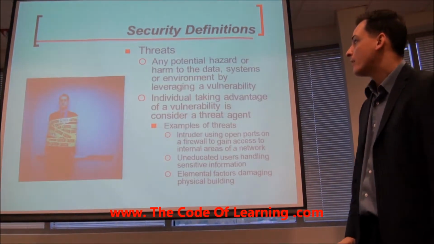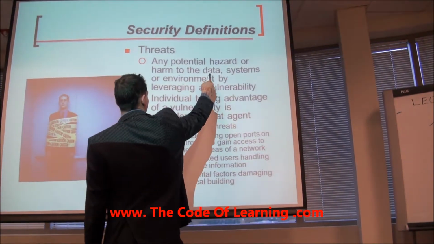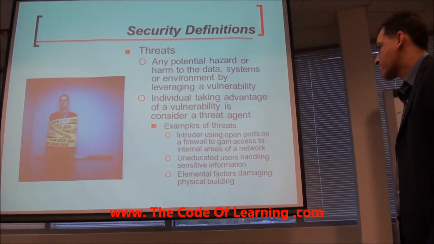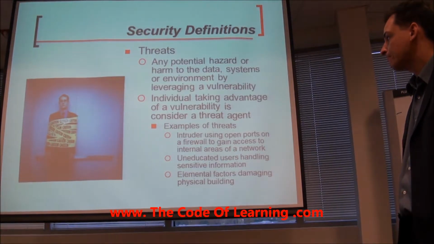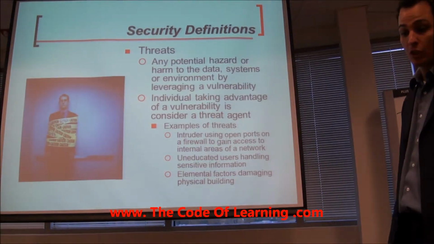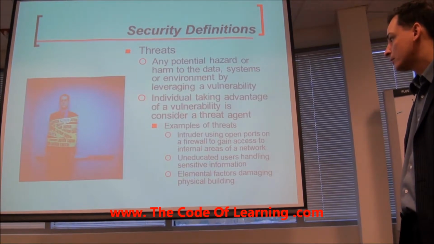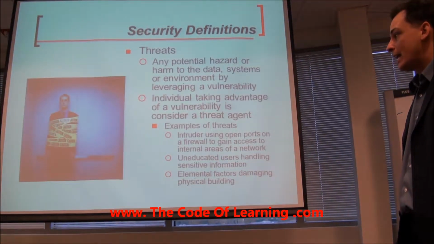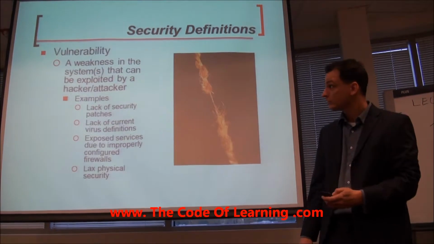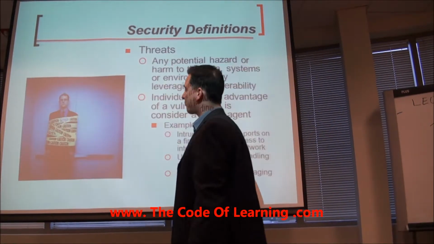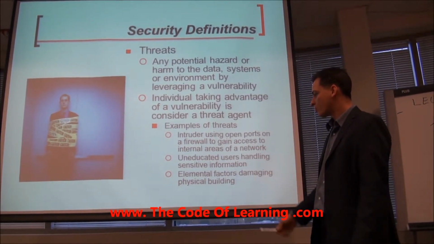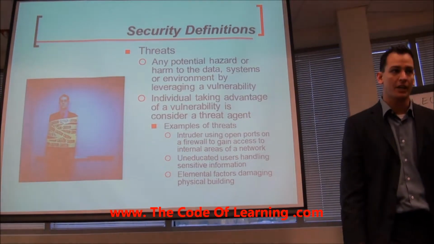So threats. Threat, circle the keyword, potential hazard. Now there's a couple different ways to look at threats. You could say internal threats versus external threats. In any instance, the threats are going to take advantage of your vulnerability. So what is a vulnerability? Weakness in a system. Threats take advantage of that weakness in a system. Could be something as simple as open ports or uneducated users, or maybe environmental factors such as heating, ventilating, and air conditioning.